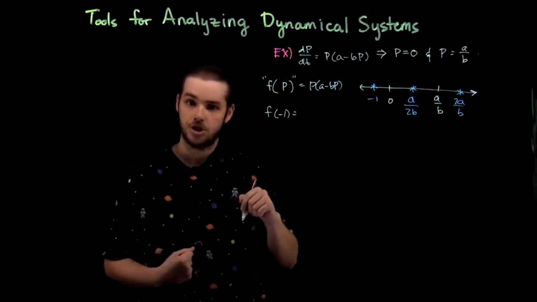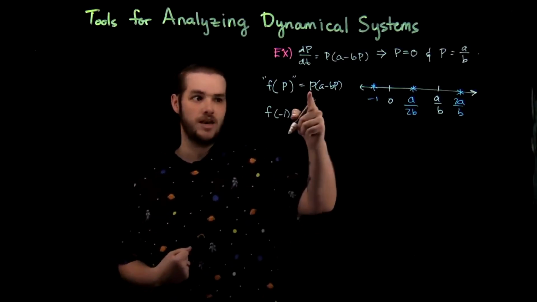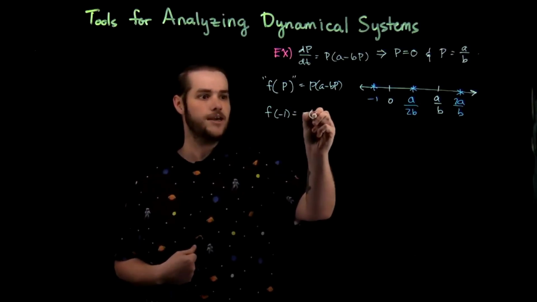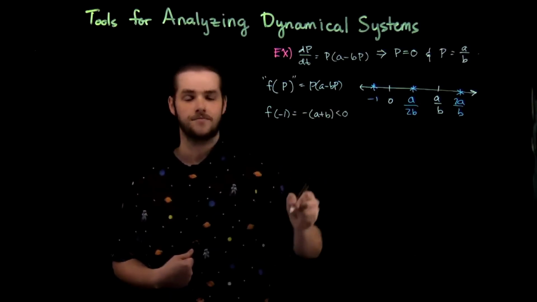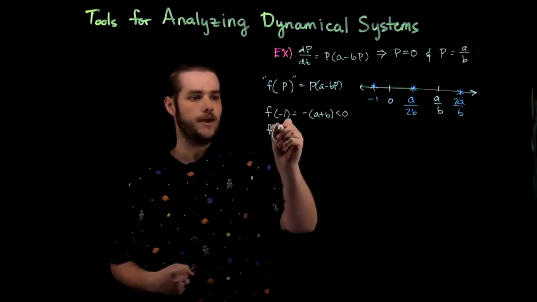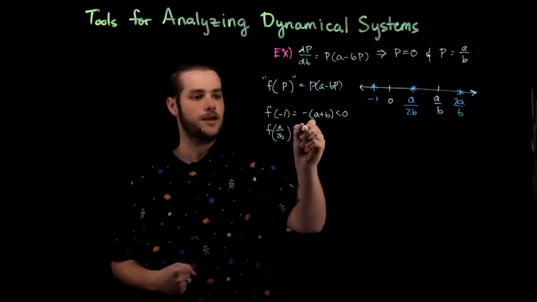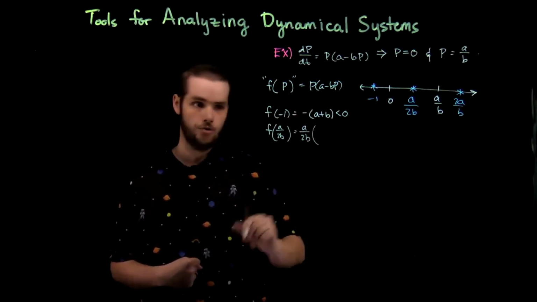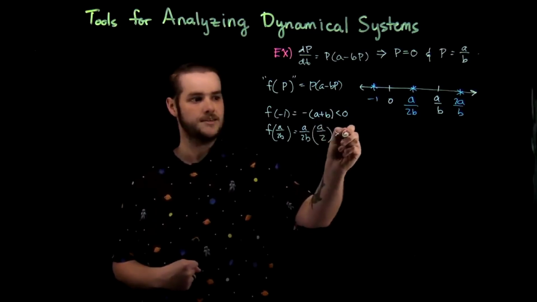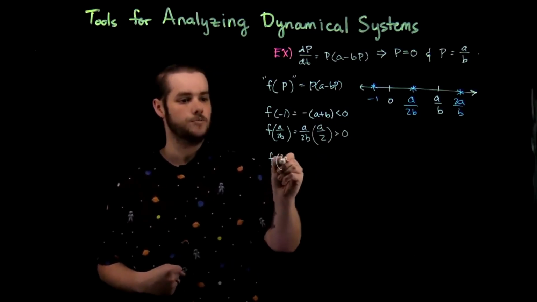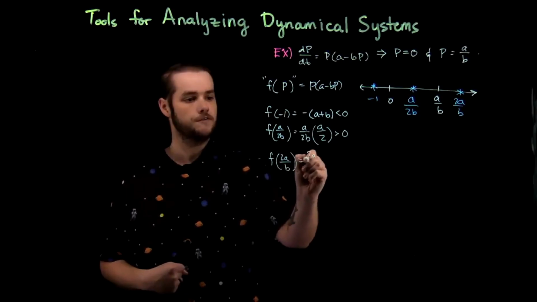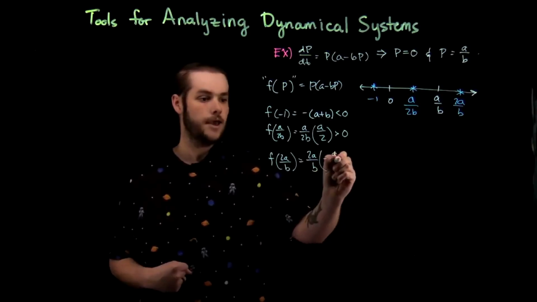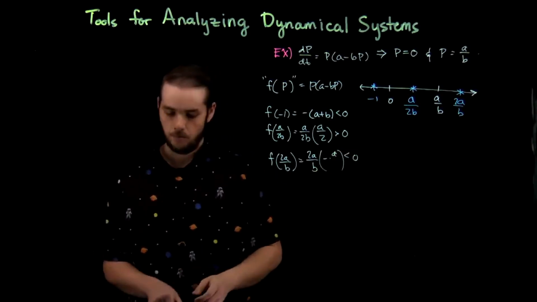We have context from the logistic equation that a and b are positive numbers, so I have a negative times a plus b, which is a positive, right? I have negative a plus b, that's negative. I have that f of a over 2b, well, I'm going to get a over 2b times a minus a over 2, which is a over 2, that's positive. And then when I plug in twice a over b, I get twice a over b times a minus 2a, which is negative a. That's certainly negative. What does that tell us?